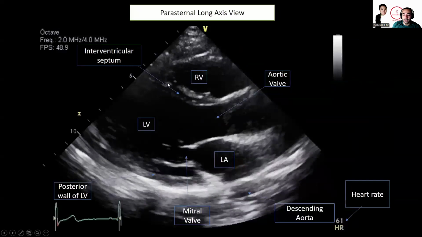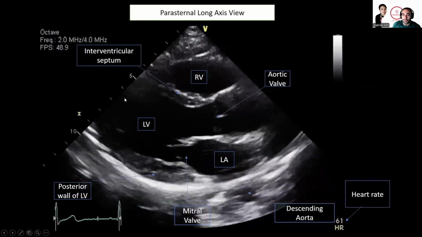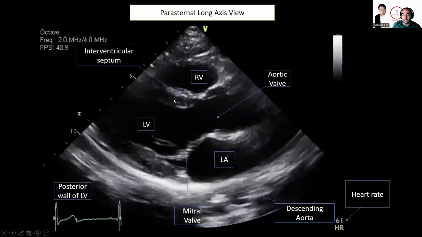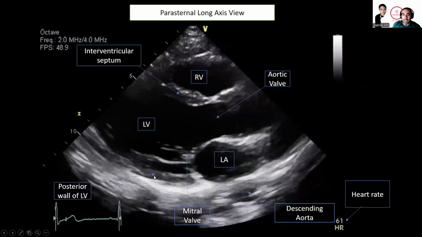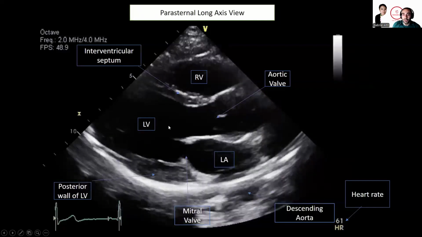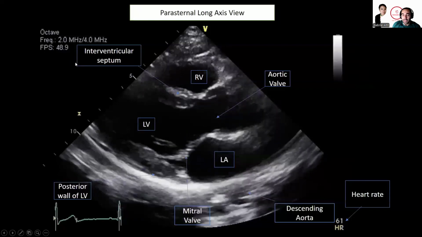Just before I forget, this view is a good view already to appreciate also globally the left ventricular function, because we can see the two parts of the LV wall, the interventricular septum and the posterior wall, get closer to each other, which informs us that there's relatively good function, at least at that area. It doesn't inform us for the apical area.